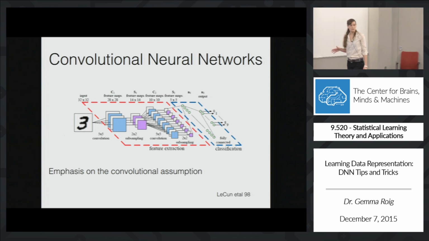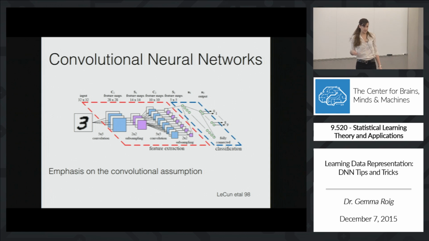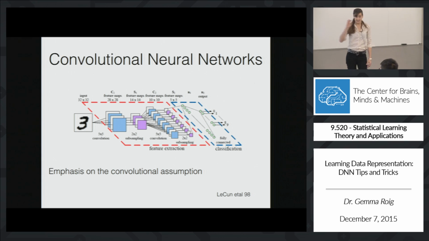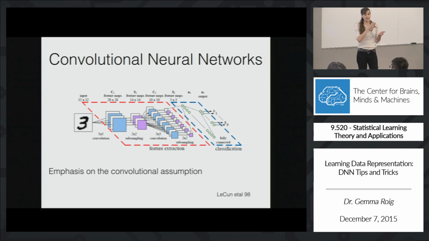So here, one of the main key ingredients that was introduced was the concept of convolution. This concept of convolution for images is important because it gives us invariance to the location. So no matter where the object is placed in the image, we are still able to recognize it.